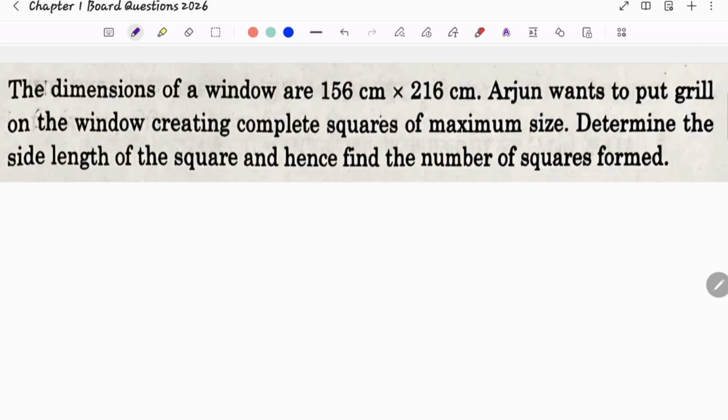Okay. Next problem. The dimensions of the window are 156 centimeter multiplied by 216 centimeter. So this is the length, this is the width. Arjun, a man, wants to put a grill on the window, forming squares of maximum area. Determine the side length of a square, hence find the number of squares formed. So there are two questions. First, we have to find out the side length of the square and also find the number of squares formed in the grid. Is it okay?